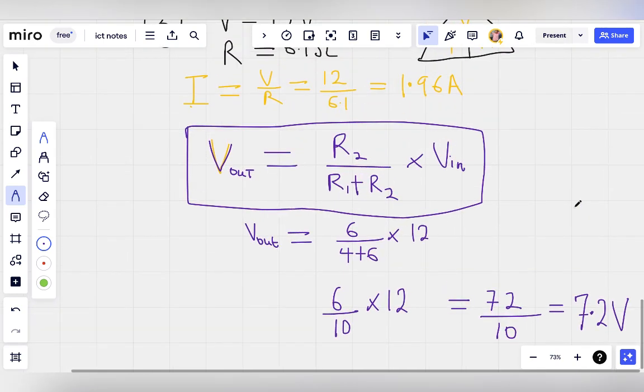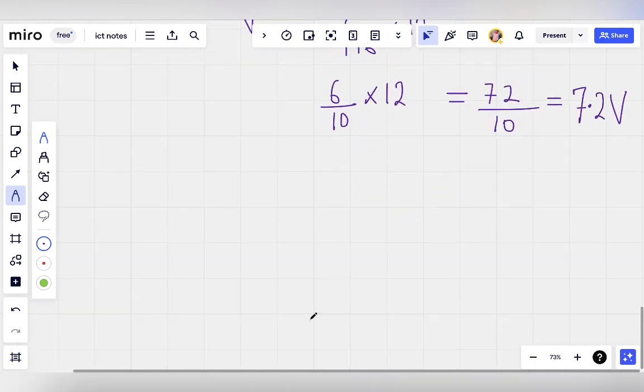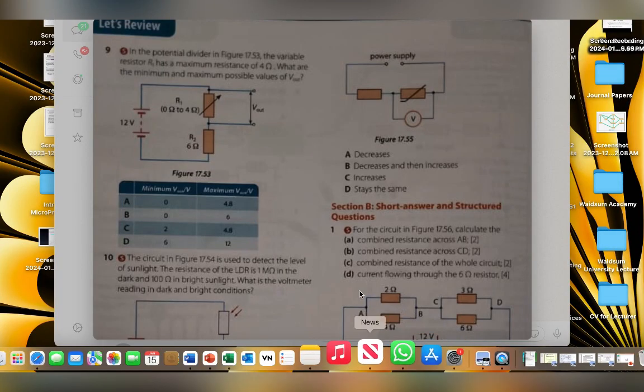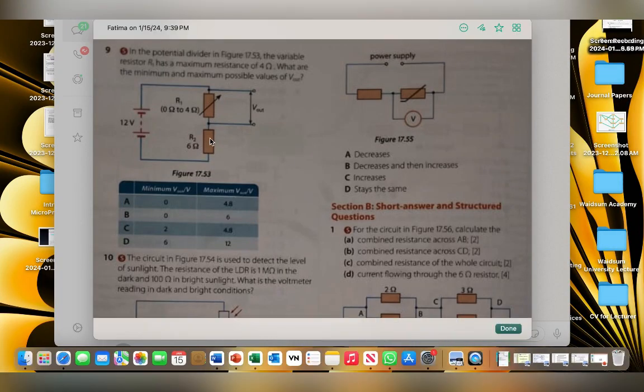Okay, so to calculate an output voltage, it is always R2 over R1 plus R2 times the input voltage. That's how we handle this type of problem. If they ask you to calculate the output voltage from here, that's what we do. Is that okay?